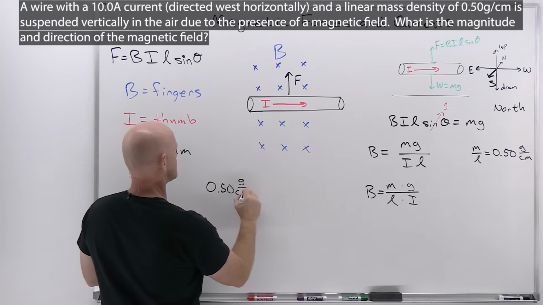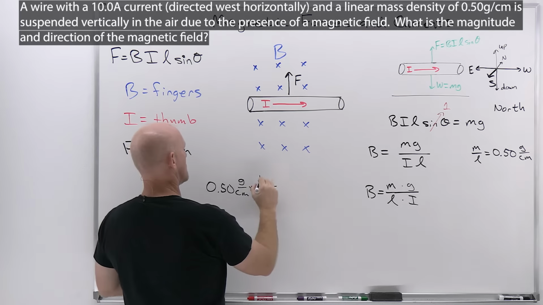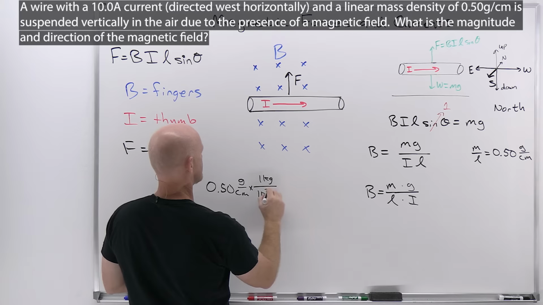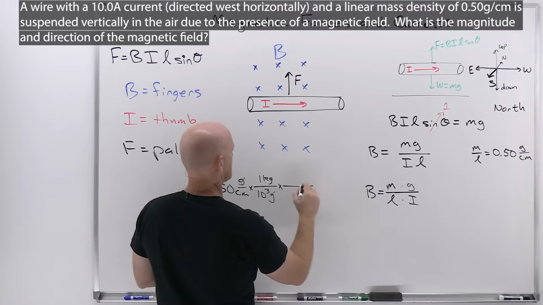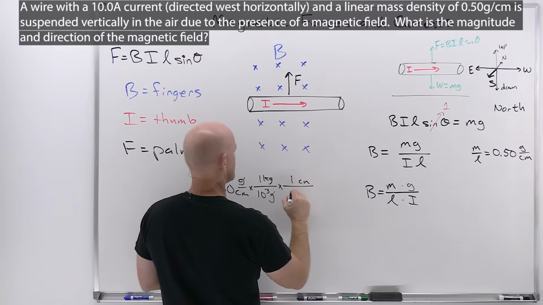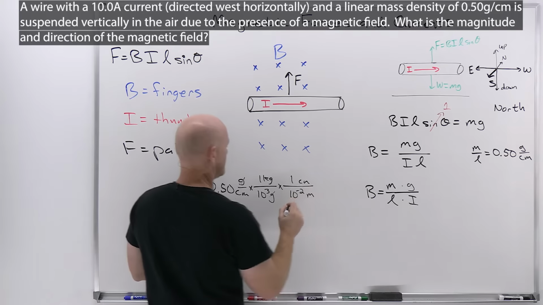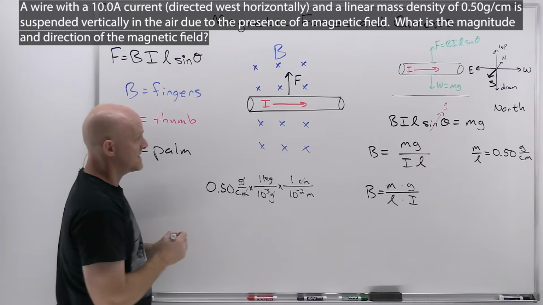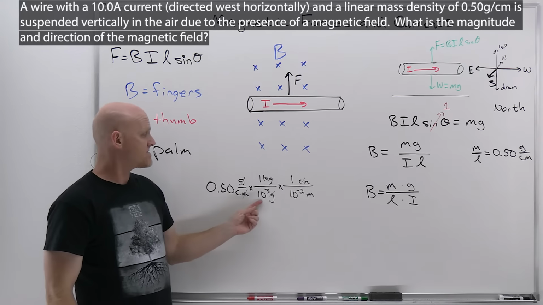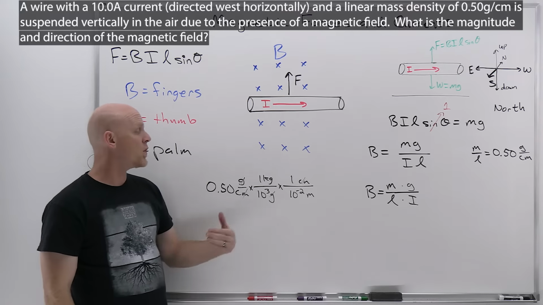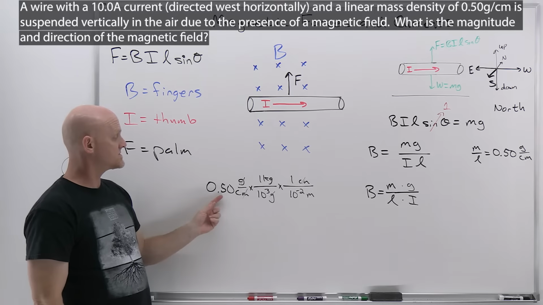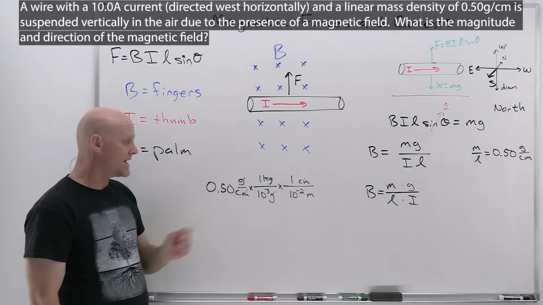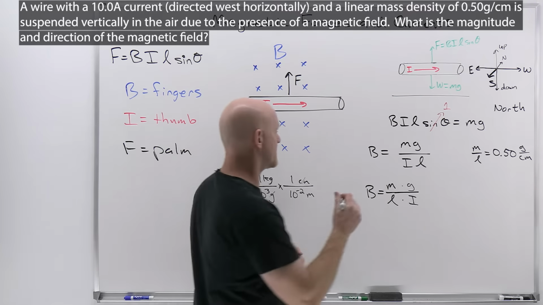In this case, 0.50 grams per centimeter. So 1 kilogram is 10 to the third grams, so we're going to divide by 10 to the third. And then 1 centimeter is 10 to the minus 2 meters. We'll get rid of those. And so in this case, we're going to divide by 10 to the third and divide by 10 to the minus 2. And overall, what's left, we're dividing by 10 to the first, which is going to reduce this down to 0.05 kilograms per meter.